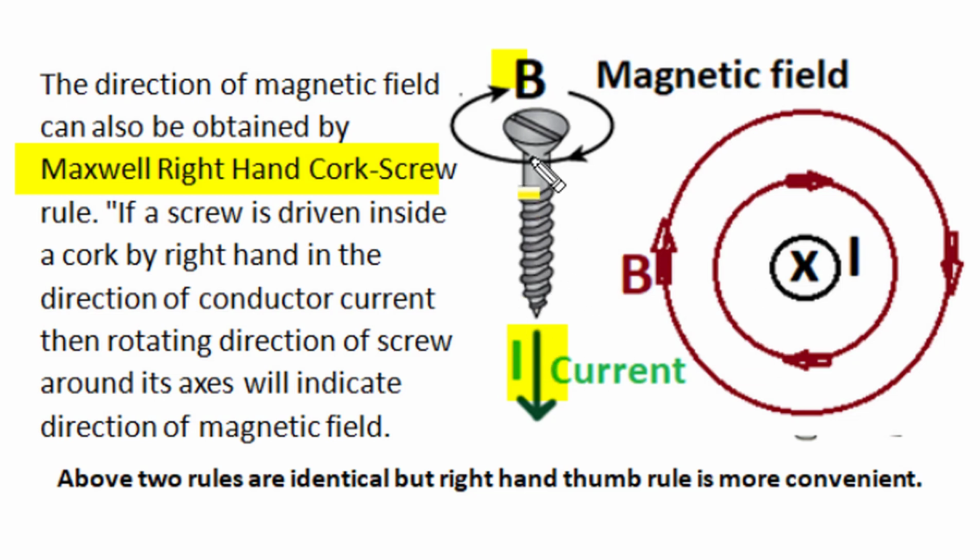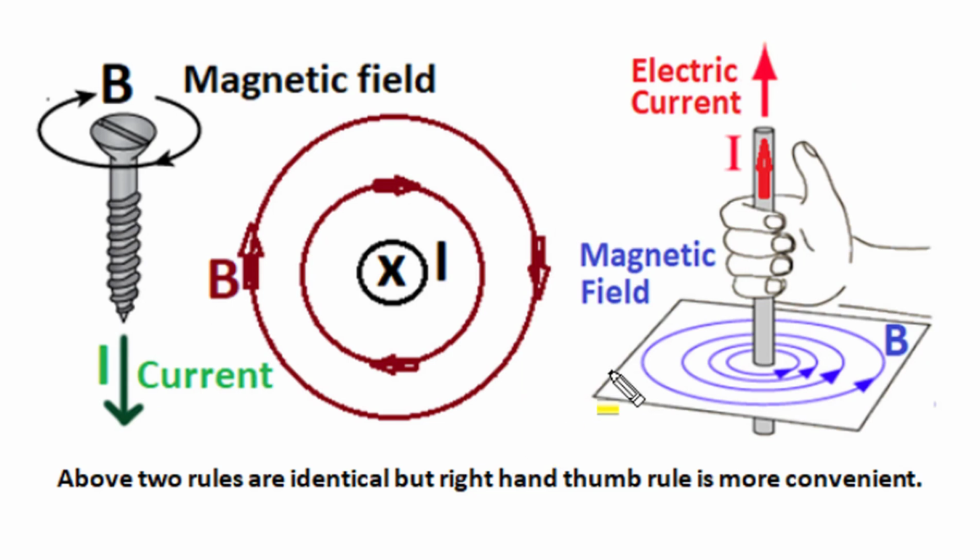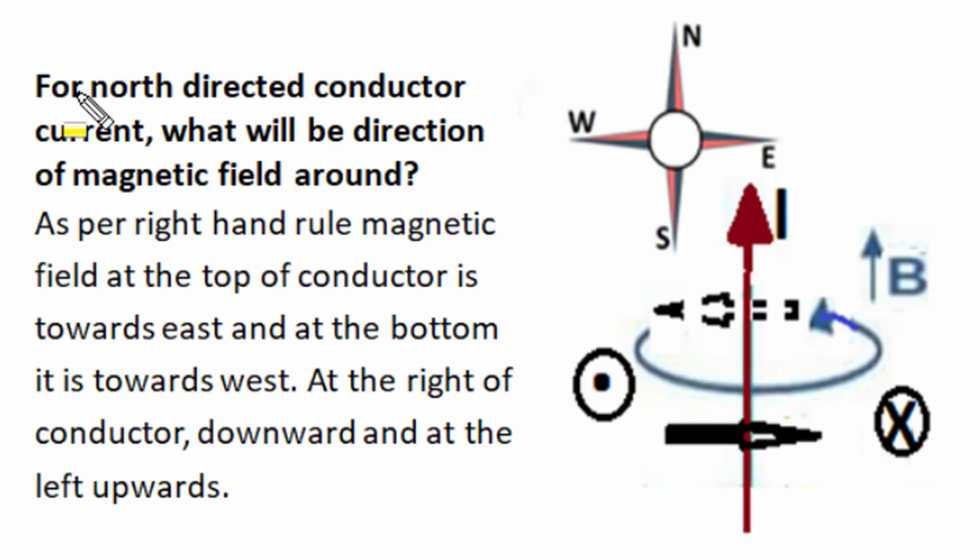Here in this case, we have to drive this screw in the direction of current, inward to the screen, then we have to rotate this right hand screw in the clockwise direction. So for this current perpendicular to the screen and inward, the magnetic field is as shown here in clockwise circles. Now these two rules of Maxwell, the right hand thumb rule and the right hand corkscrew rule, to find the direction of the concentric circle magnetic field from a straight current carrying conductor are quite identical, but definitely the right hand thumb rule is more convenient in approach. We have to find the magnetic field around a north directed conductor current.